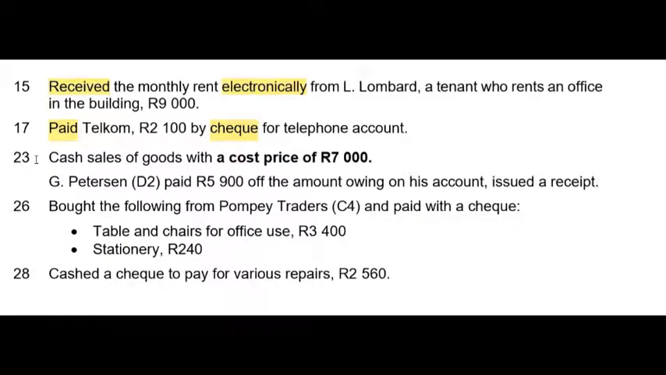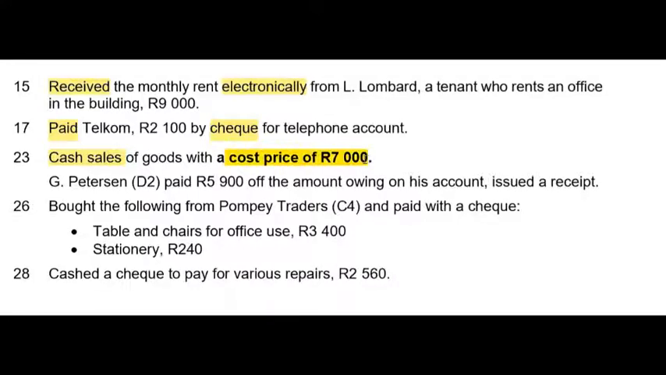Then the next transaction was on the 23rd. It said cash sales of goods with a cost price of 7,000 Rand. Now I made this in bold for a specific reason, because in this case, I didn't give you the selling price, I gave you the cost price. So you have to work backwards to calculate selling price.